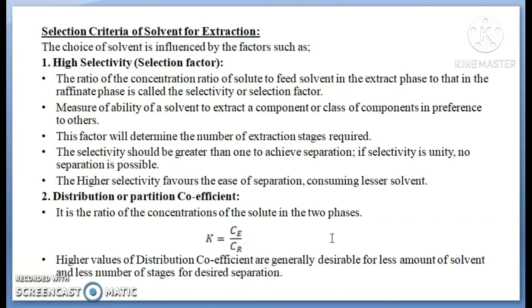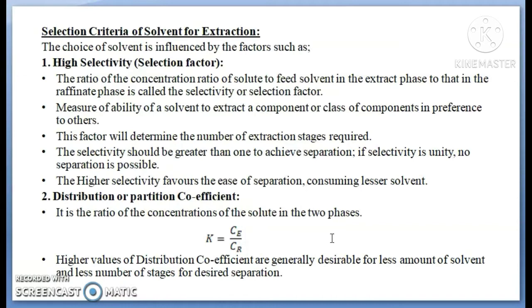The choice of the solvent is influenced by factors such as high selectivity, also called the selection factor. The ratio of the concentration ratio of the solute to feed solvent in the extract phase to that in the raffinate phase is called the selectivity or the selection factor. It is the measure of the ability or effectiveness of a solvent to extract a component or a class of components in preference to others. This factor will determine the number of extraction stages required.